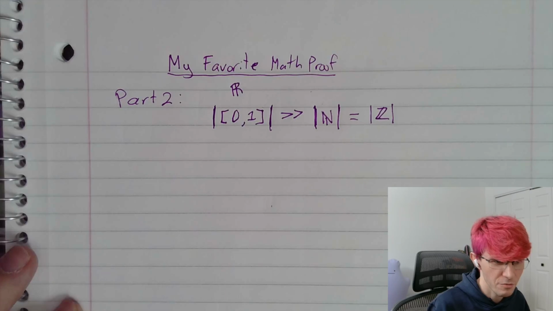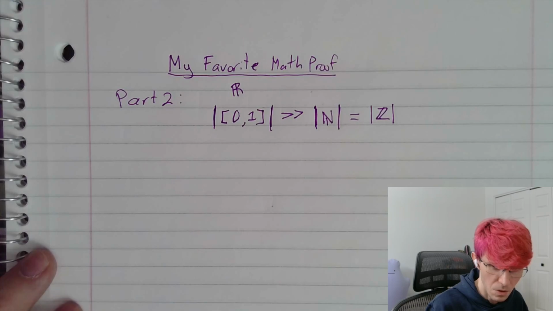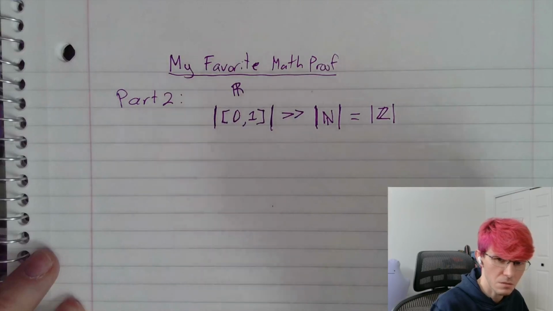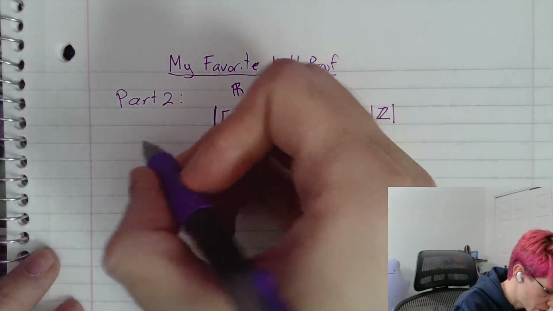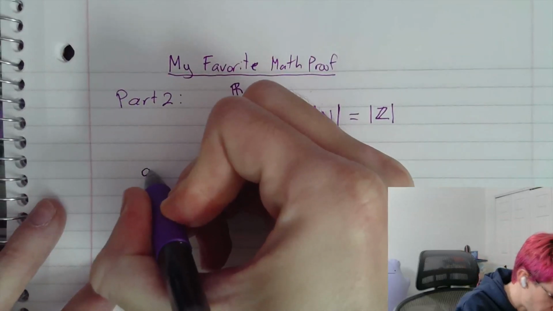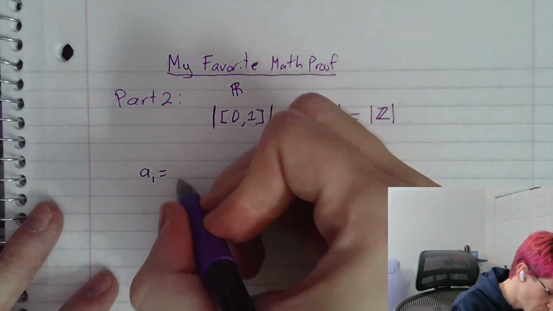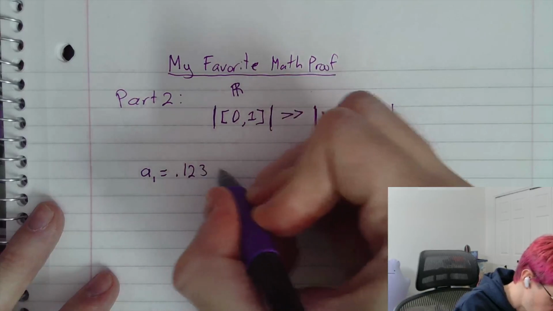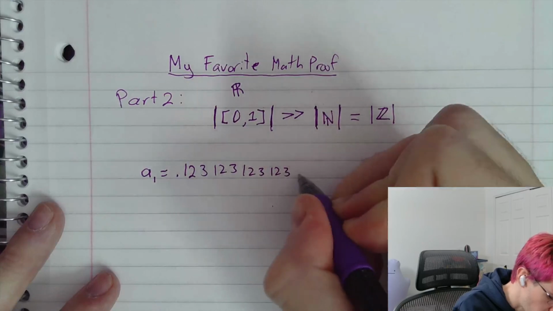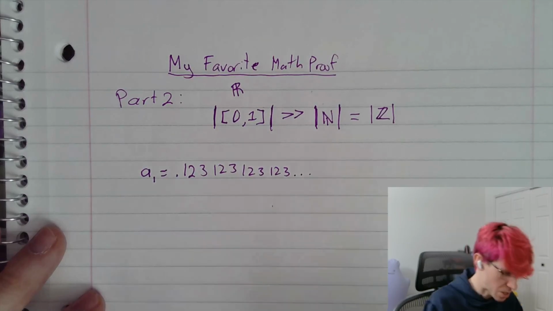This is going to be what's called proof by contradiction. So you're going to instead assume that they're equal. If you assume that they're equal, what that means is I can start naming them off, and I can simply put them into a list. Maybe my very first one, I'm going to label it a sub 1. My very first decimal number is 0.123123123123, and so on and so forth. That is my very first number I've decided.